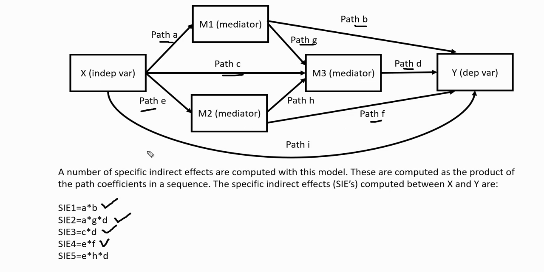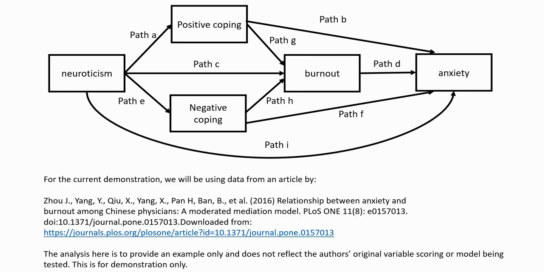So let's find F. There it is right there. And then SIE 5 is a product of E, H, and then D right up here. Those are all the different ways in which the effect of our independent variable X on Y may be mediated within this model. And also, if we were to sum up the specific indirect effects between X and Y, that would produce another index which is referred to as the total indirect effect.